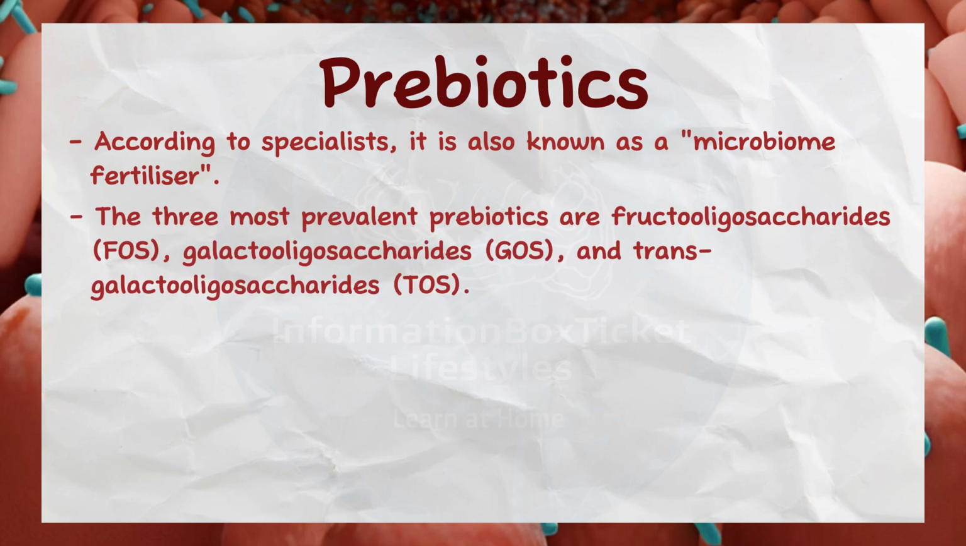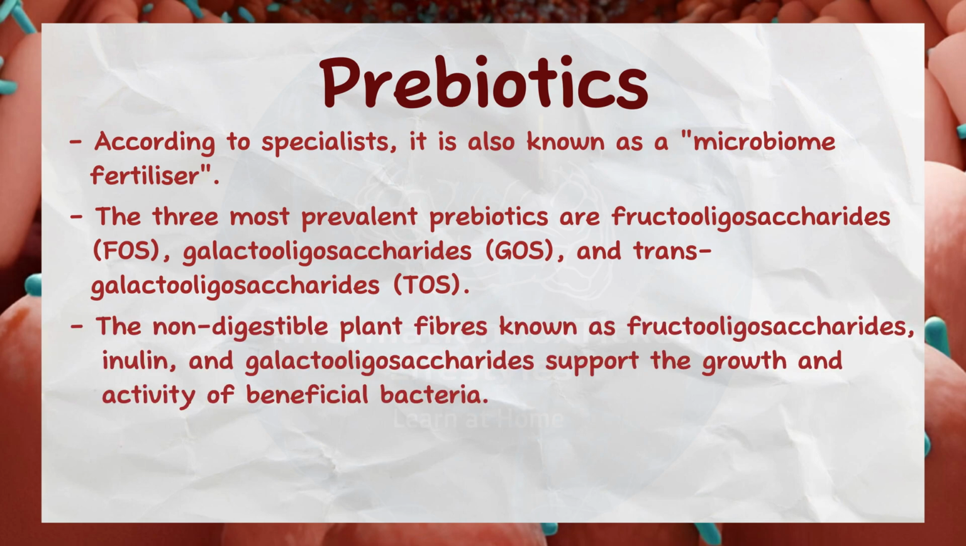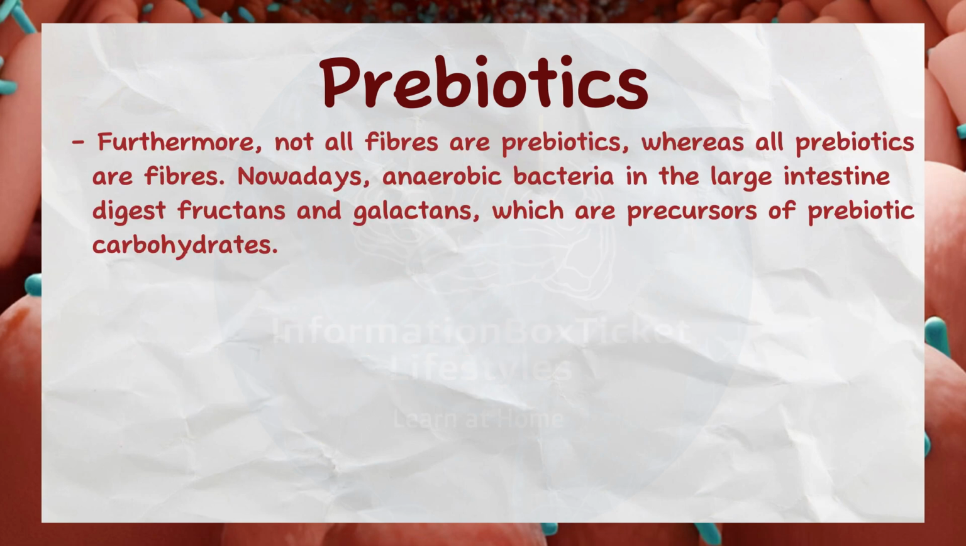The three most prevalent prebiotics are fructooligosaccharides, FOS, galacto-oligosaccharides, GOS, and transgalacto-oligosaccharides, TOS. The non-digestible plant fibers known as fructooligosaccharides, inulin, and galacto-oligosaccharides support the growth and activity of beneficial bacteria. Furthermore, not all fibers are prebiotics, whereas all prebiotics are fibers. Anaerobic bacteria in the large intestine digest fructans and galactans, which are precursors of prebiotic carbohydrates.